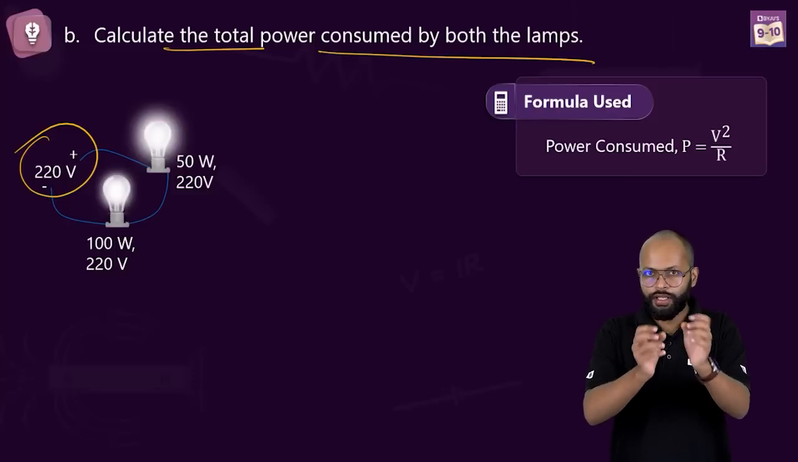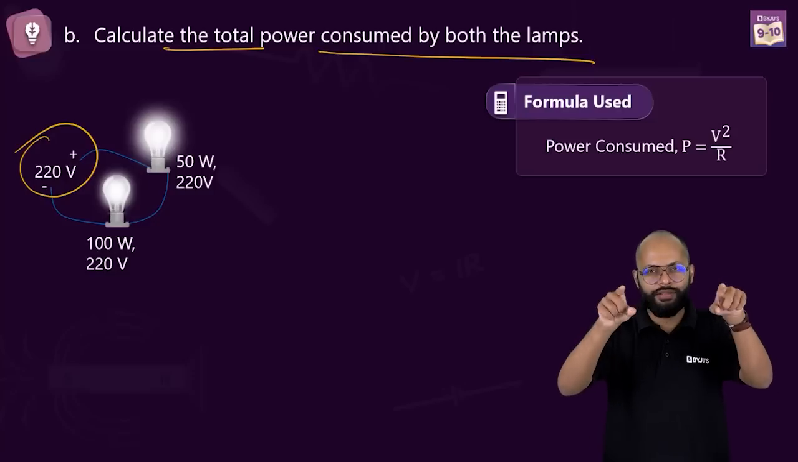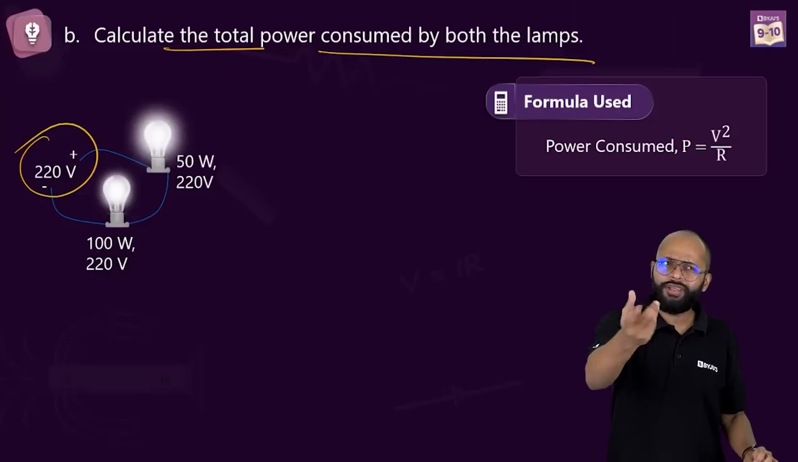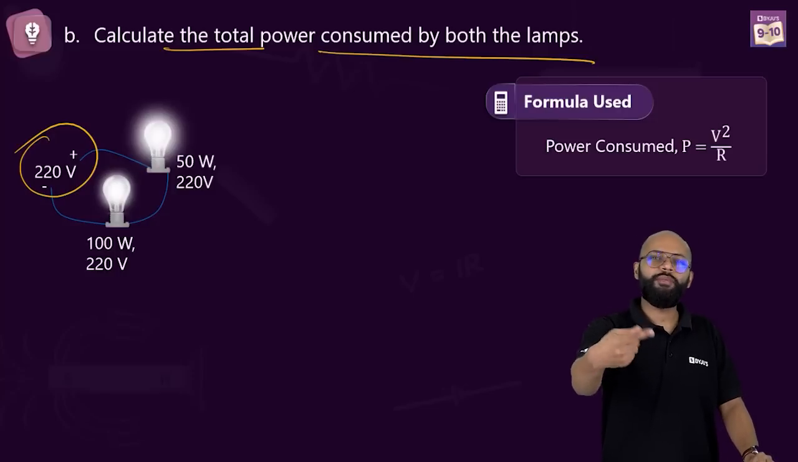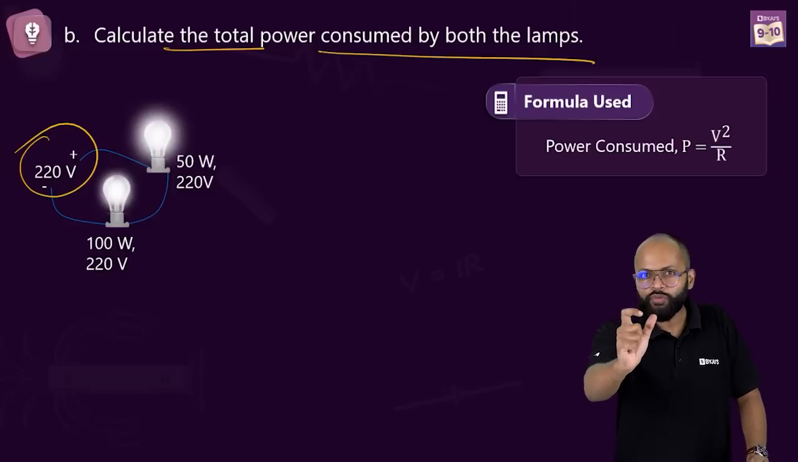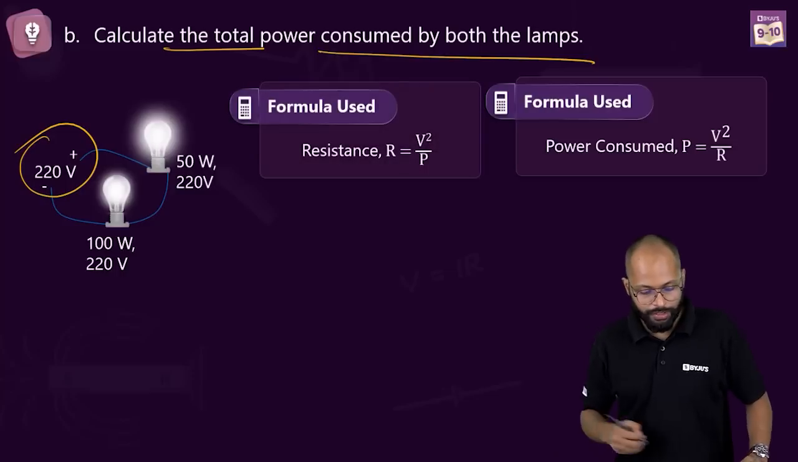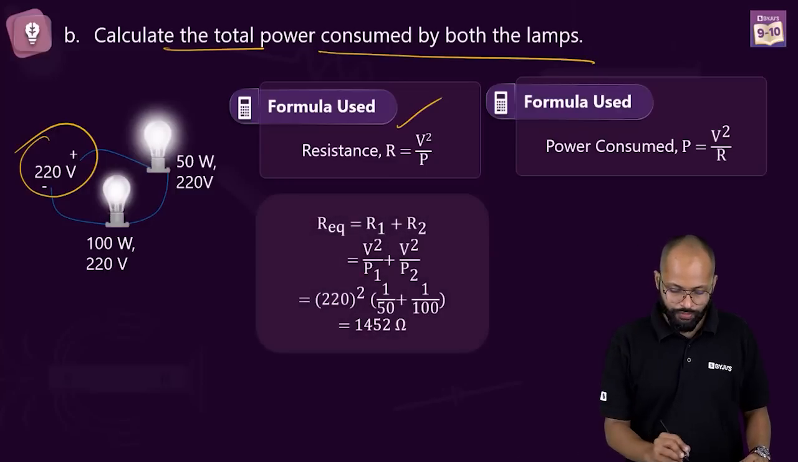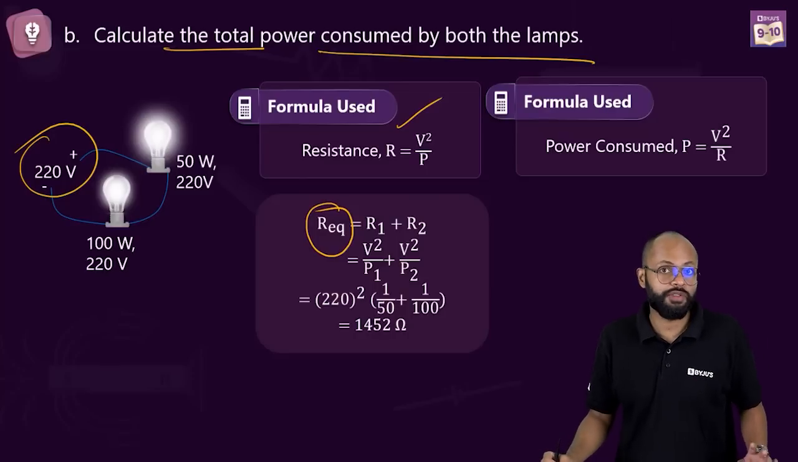It's a series circuit. Overall, the total drop across the equivalent resistance of the combination of these two resistances will be 220 volts. So that's why voltage is given to you. Again, what is helping you out? To find the answer quickly, right? So that's why V square upon R. Formula used: R equals V square upon P. So you will find R equivalent. You found R equivalent, R1 plus R2.